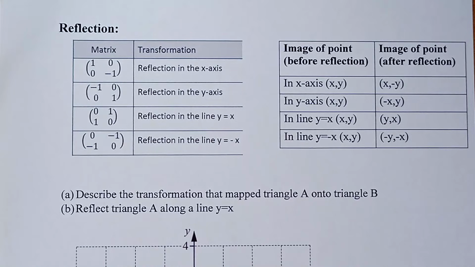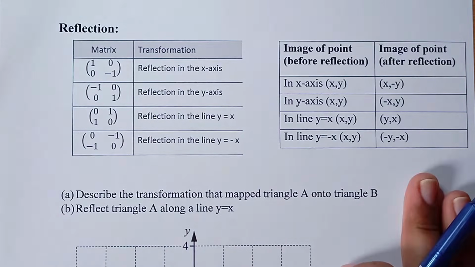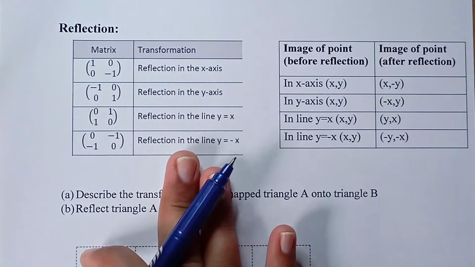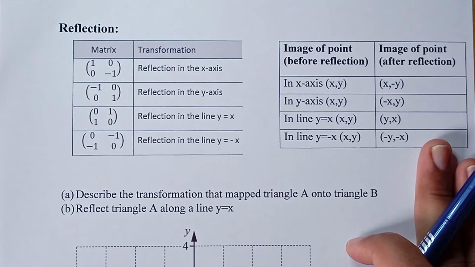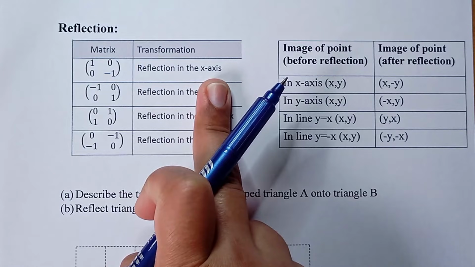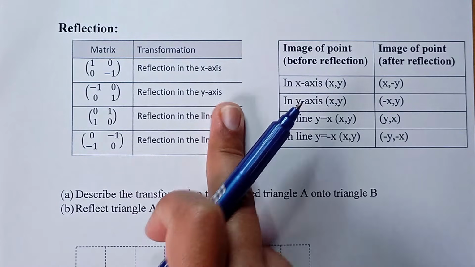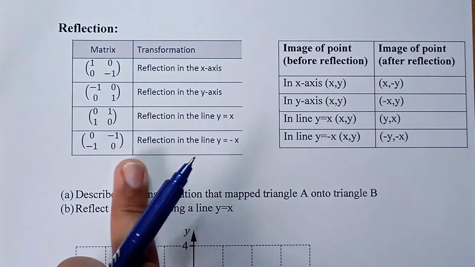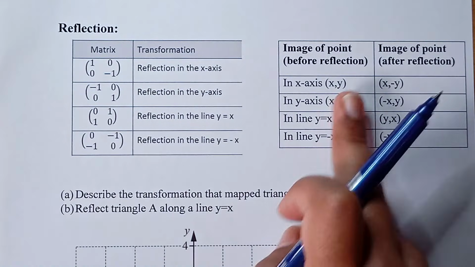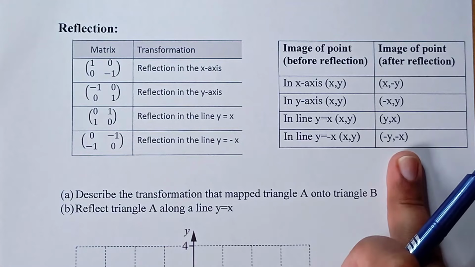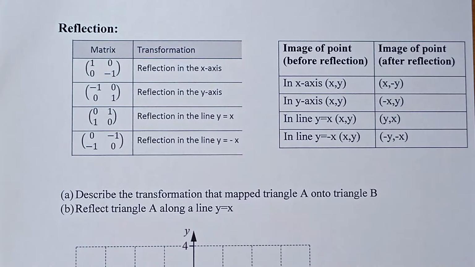The second transformation is reflection, right? So I made two tables and these tables will explain the transformation in reflection, their matrices and their points and their image points. So if we have a reflection in the x-axis or in the y-axis or along the line y = x or along the line y = -x, these are the matrices and how the coordinates or the points are going to change. So let's do an example on reflection.